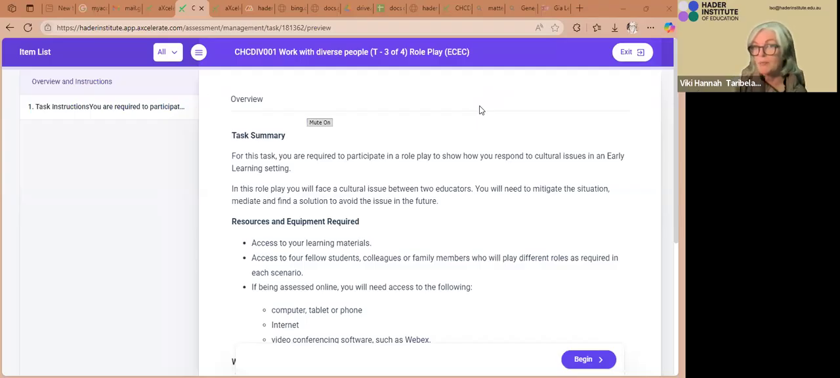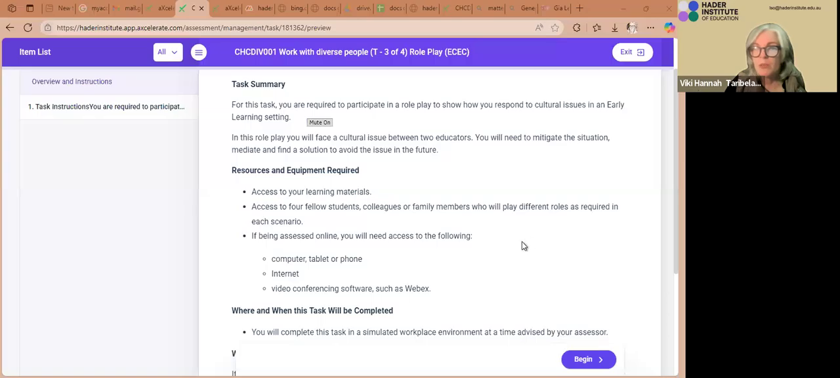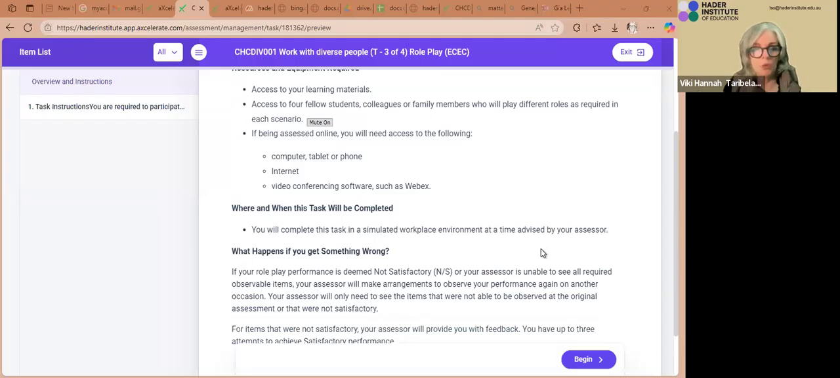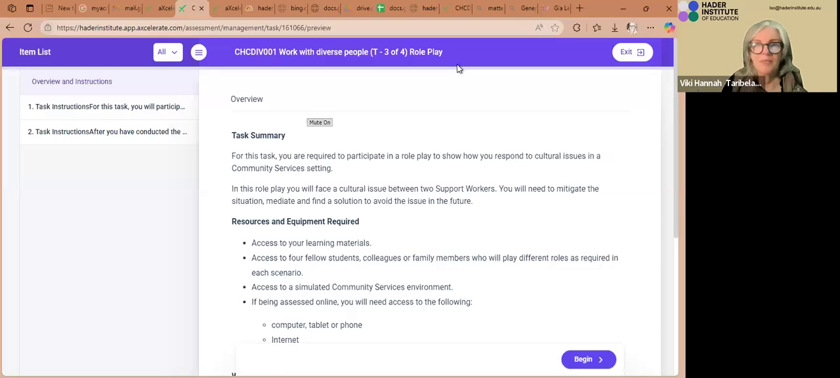Task 3 is role play, and this role play has 3 parts. The overview here is just going to outline what you need to be able to make this happen. You will have your instructions, and I'll need you to go into your portal and find the task 3 of 3. I've just made the screen a little bigger for us. I hope you can all see that.